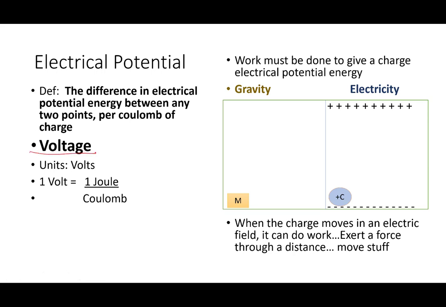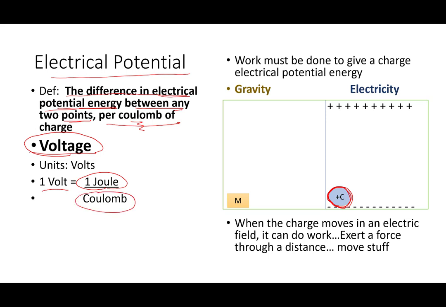Now, voltage is more correctly a measurement of electrical potential. And electrical potential is defined as the difference in electrical potential energy between any two points per coulomb of charge. Now, remember, a coulomb of charge is a bunch of charge. It is a little group of charge, like a dozen or a mole or a little wad of electrons, if you want to think of them as a little ball or a little cluster of them. And voltage measures the difference in electrical potential energy between any two points if you have a little cluster of charge. 1 volt is equivalent to 1 joule of energy per coulomb, per little bunch of these electrical charges.